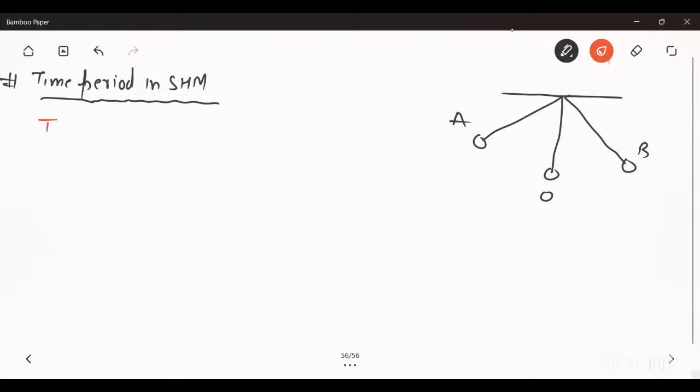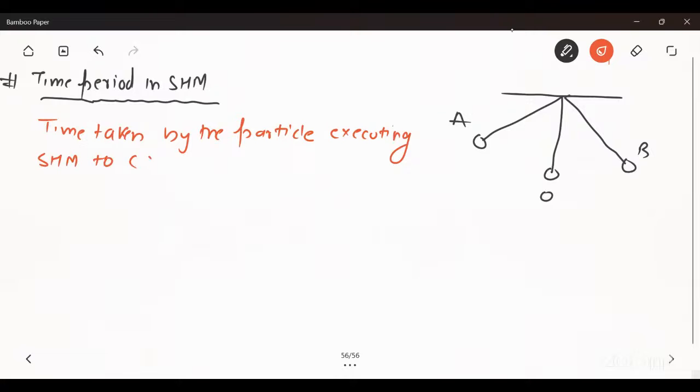So time taken by the particle executing S.H.M to complete one oscillation.